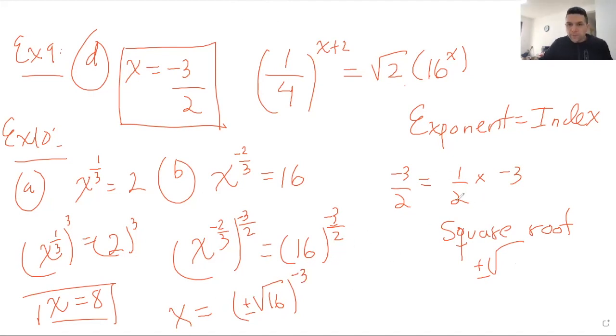In other words, this is how I broke it down. I applied this 1/2 to the 16. I raised 16 to the 1/2, and that's the same as taking the square root of that number. And then I have that negative 3, so I have to factor that in. So we're going to have 2 answers, right? Positive 4 to the negative 3 and negative 4 to the negative 3, right?